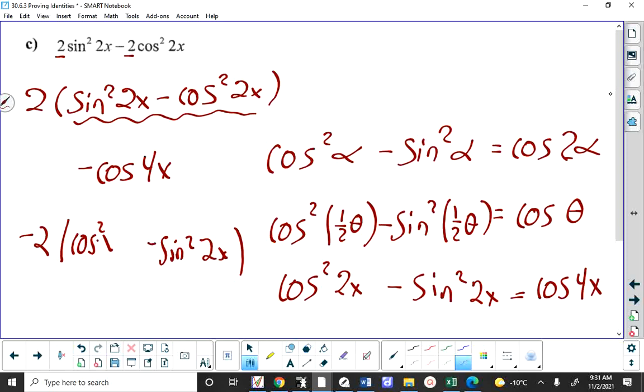And then, I'll just squeeze that in. That's a little sloppy, but you get the idea. Then you can see here that this is the cosine of 4x. Does that make sense, Farhan? Okay. So what we end up with is negative 2 cosine 4x. Any other questions?